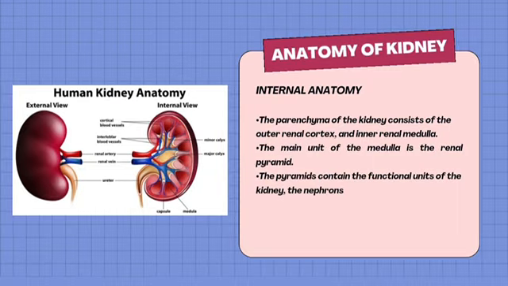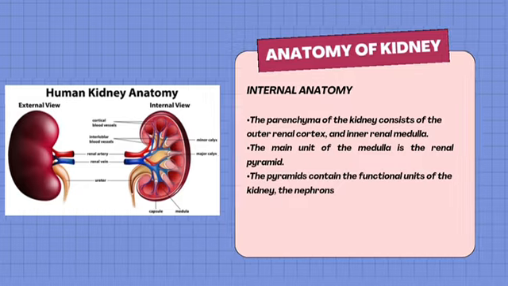So, from the internal anatomy, the kidney is made up of two main parts. The first is the renal parenchyma, which includes the outer cortex, where filtration begins, and the inner medulla, which contains cone-shaped structures called renal pyramids. And the second one is the renal pyramid, the main structure of the medulla, and they also contain the nephron, which is the functional unit of the kidney that filters blood and produces urine.